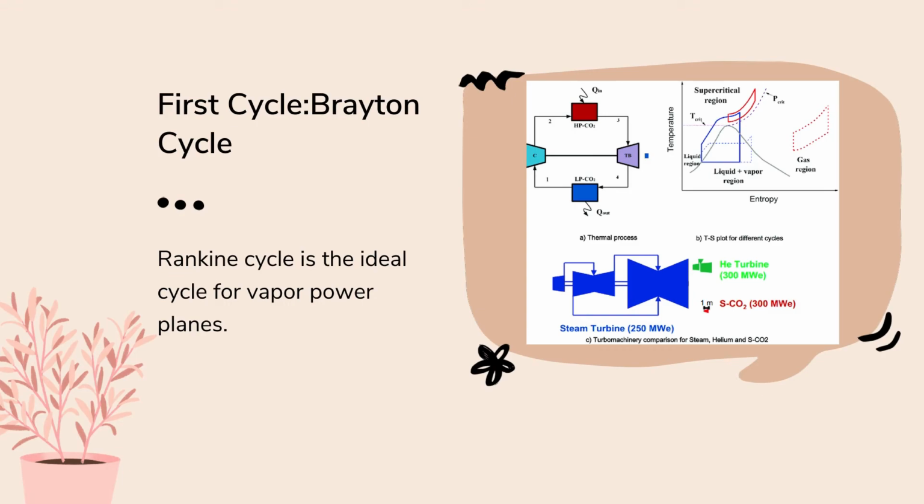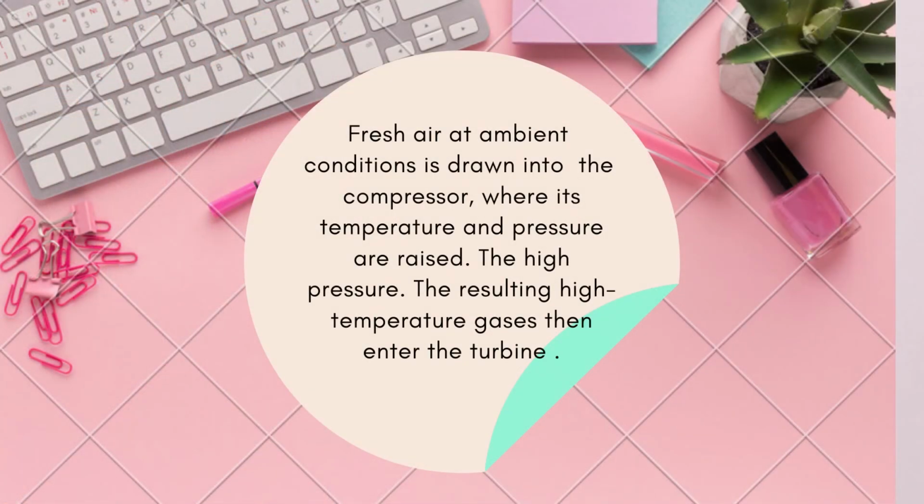Gas turbines usually operate on an open cycle. Fresh air at ambient condition is drawn into the compressor, where its temperature and pressure are raised. The high pressure air proceeds into the combustion chamber where the fuel is burned at constant pressure. The resulting high pressure gases then enter the turbine, where they expand to atmospheric pressure while producing power.